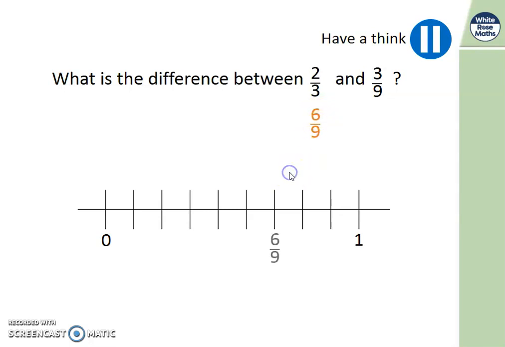Now we need to put 6/9 on the number line and 3/9, and we're looking for the gap between. And now we can see we jump 1/9, 2/9, 3/9. So the gap is 3/9, and that's the same as 1/3 because both parts divide by 3. 3 goes into 3 one time and 3 goes into 9 3 times. Well done if you saw that.